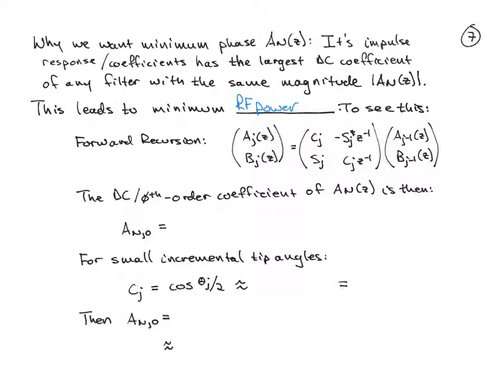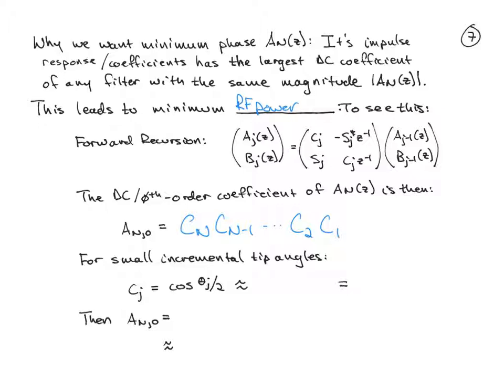So consider a forward recursion where we have the polynomial at time point j minus 1. We multiply by the rotation parameters at time point j to get the polynomials at time point j. The DC, or zeroth order coefficient, of the A sub n polynomial, you can see pretty quickly here, is the product of all the cosines of all the pulse, c sub n minus 1, dot dot dot, c2, c1. Right? Since you're going to start out with a c here, and then you just keep hitting c's as you multiply through time with the pulse.